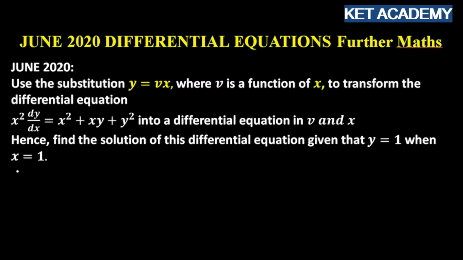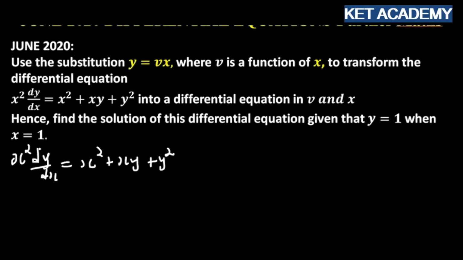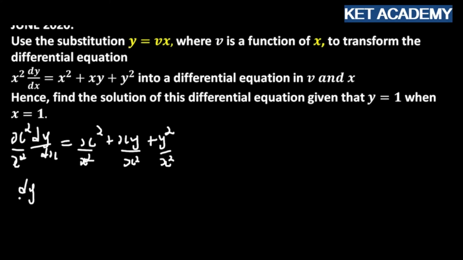Now, let's copy our homogeneous equation. Then to solve this, we're going to divide all through by x squared. So that here we're going to have dy over dx equals 1 plus y over x plus y over x, now all of that squared.